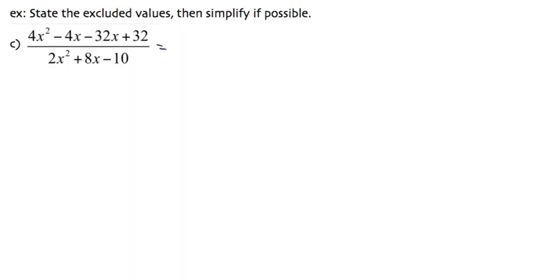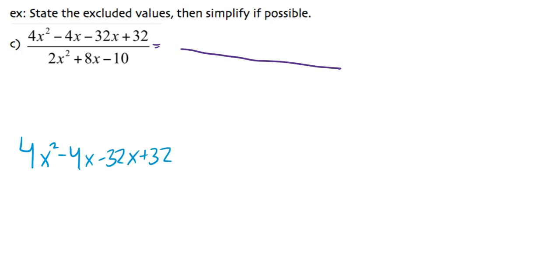One more. State the excluded values, then simplify. Okay, so again, I'm going to factor as much as I can. That numerator, factor that. It seems like maybe I'll go to the side of my paper. 4x squared minus 4x minus 32x plus 32. That's a weird problem. Right? I could factor. If I did grouping now, it would work, but why don't I just simplify by combining like terms first? Then I'll worry about actually factoring it.